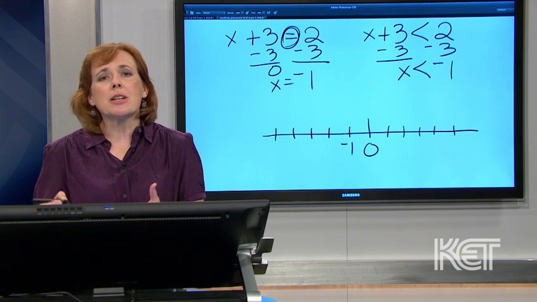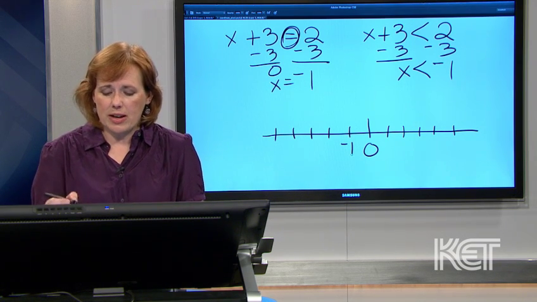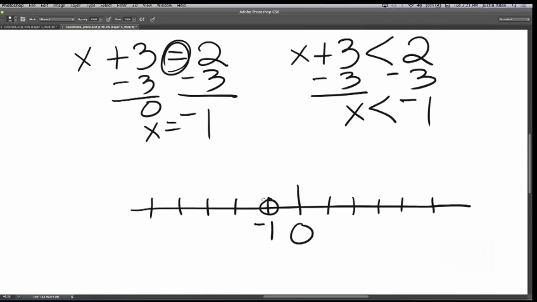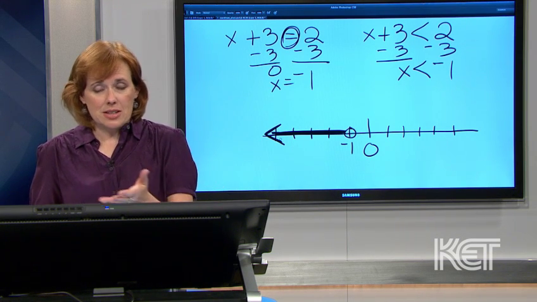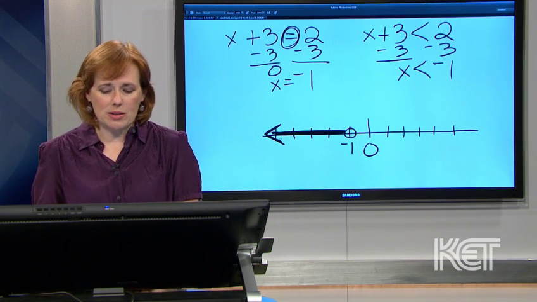So that means we have to have another way to show where we're starting. One of the more common ways is the open circle. Not a closed circle, but an open circle. That shows that we're going to start just to the left of -1, and we're going to shade to the left of that, and make an arrow to show that our possible answers will keep going on and on into infinity. Any number that is less than -1 satisfies this inequality.